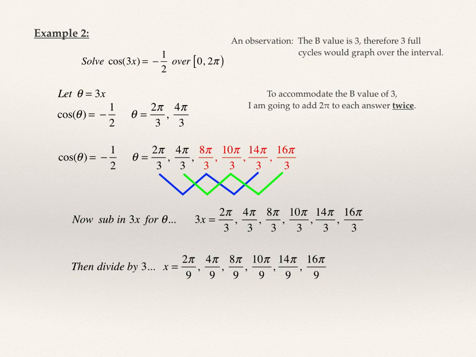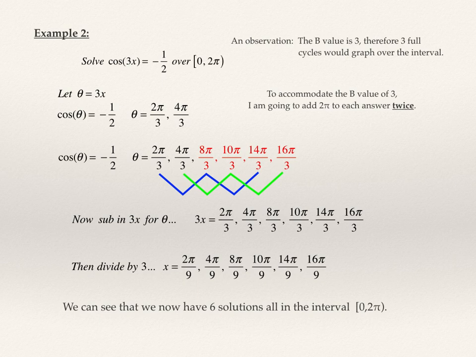So now I'm going to sub back in 3x for theta. So 3x is equal to those 6 answers that I had above. But to solve for x, I have to divide by 3. So I've got 2 pi over 9, 4 pi over 9, 8 pi over 9, 10 pi over 9, 14 pi over 9, and 16 pi over 9. And we can see all 6 solutions are in the interval 0 to 2 pi.